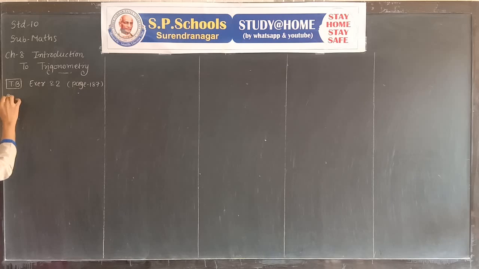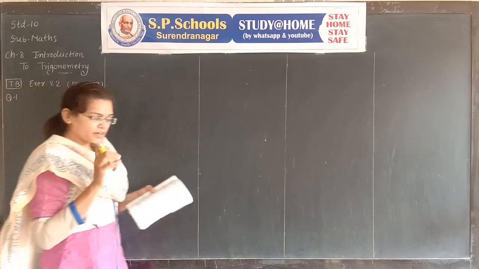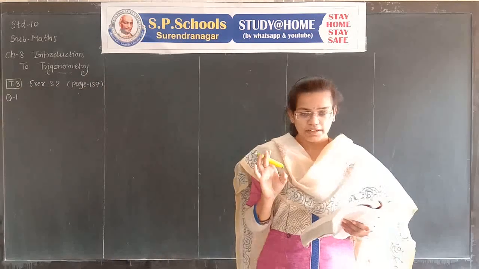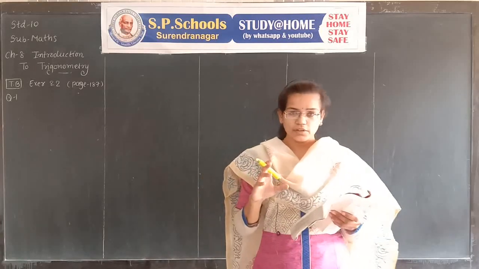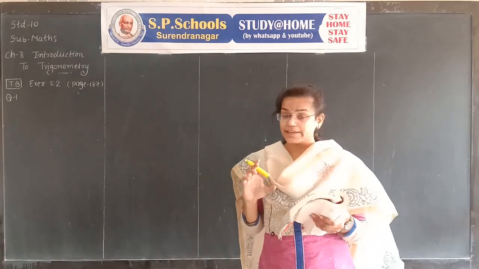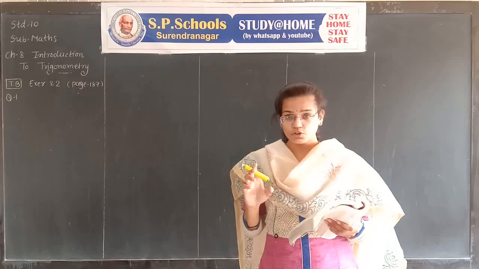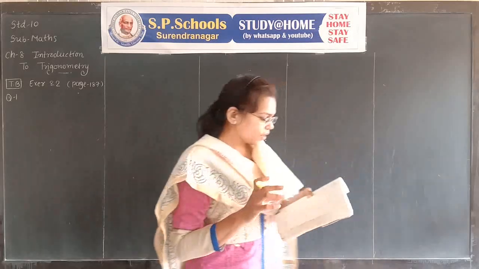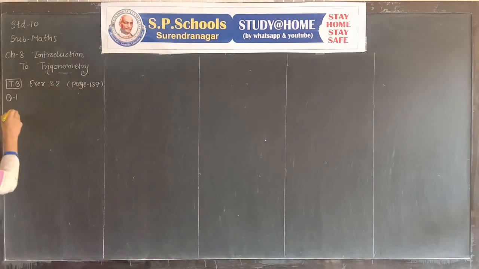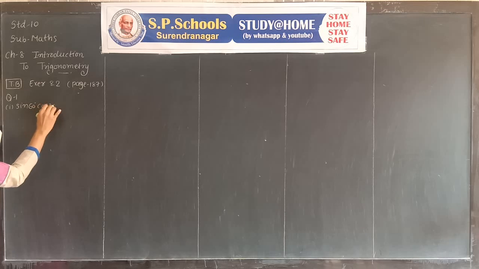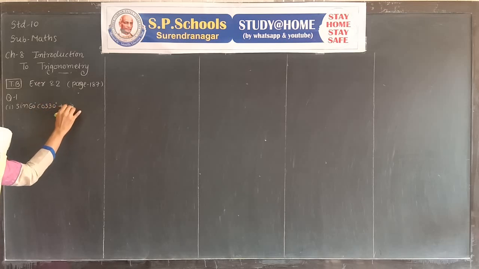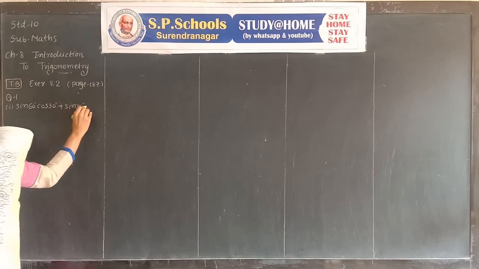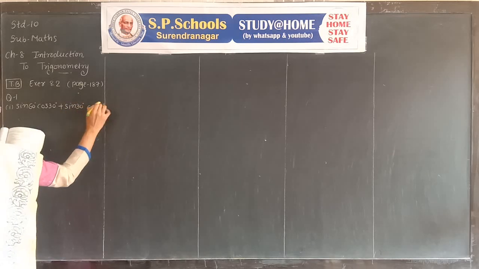The first question is there. In the first question, there are 5 sub-questions. Evaluate the following. To evaluate these, we have to use the table of specific trigonometric ratios, where the angles and measurements are given. The first one is sin 60 into cos 30 plus sin 30 into cos 60.